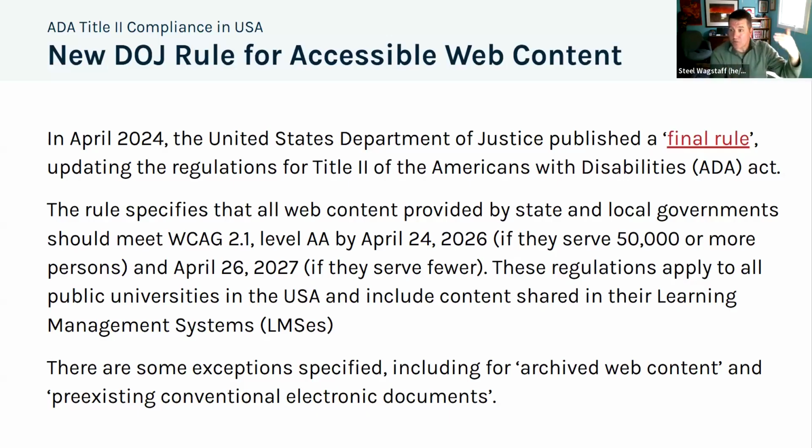The Department of Justice is responsible for issuing rules and regulations for what that law means and how it needs to be enacted and enforced across the country. So they did that. And in that rule, they said any web content provided by state and local governments must meet or should meet the WCAG 2.1 level AA guidelines by April 24th, 2026, if that government serves 50,000 or more people. If it's a smaller government or a special government, they have an extra year to meet compliance. This rule applies to all public universities in the United States, and it includes content shared in their learning management systems.